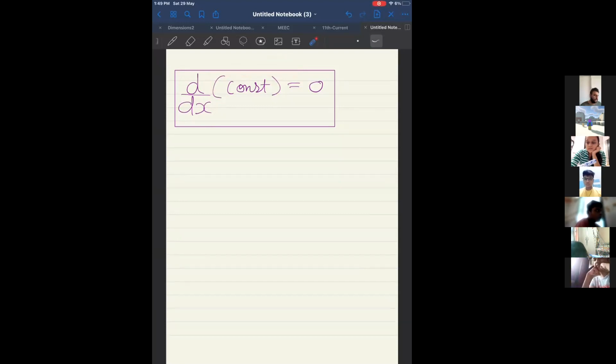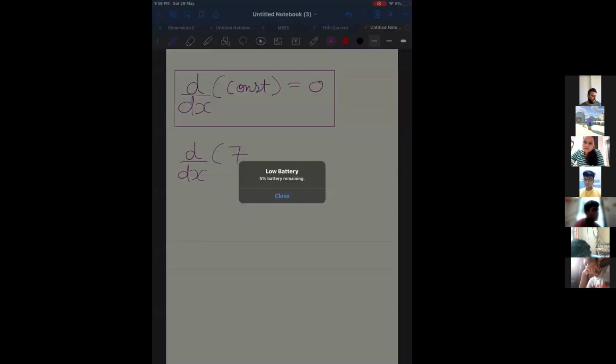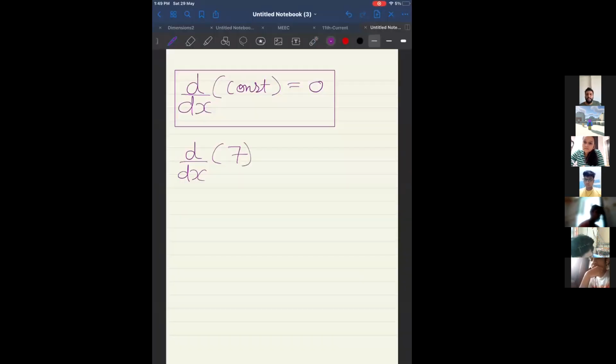For example, listen to this. What is the differentiation of the number 7? Does 7 have any x term in it? No. Therefore, can I say differentiation of 7 is 0? Or can I say differentiation of constant? Even a number is a constant. Can I say differentiation of pi will be 0?